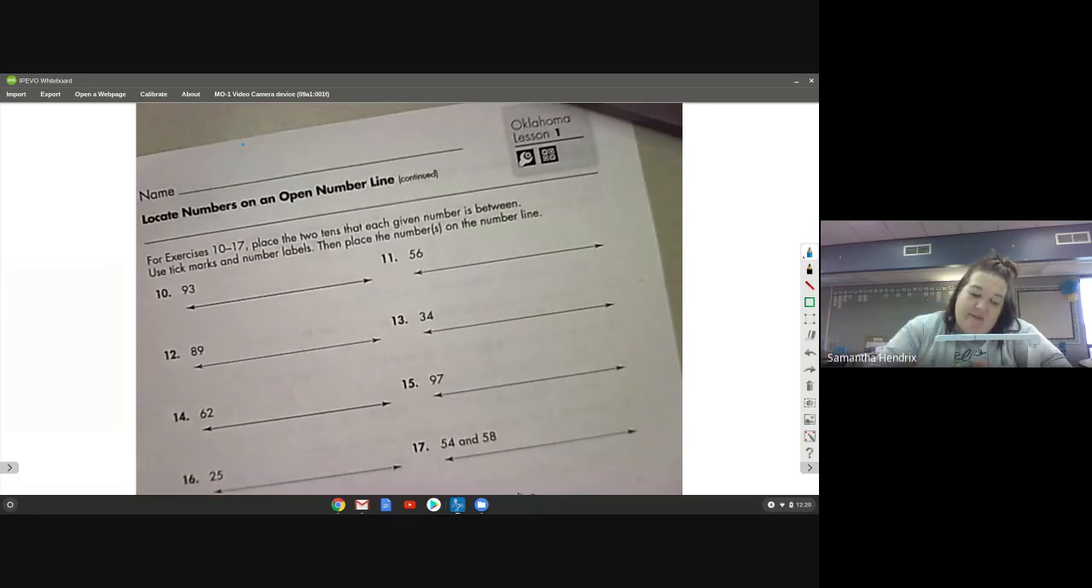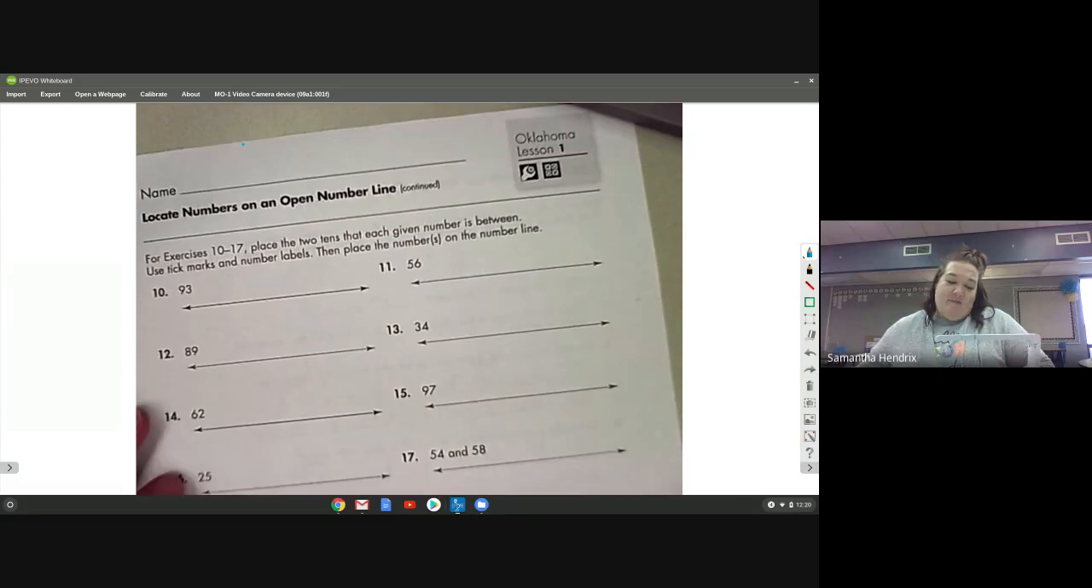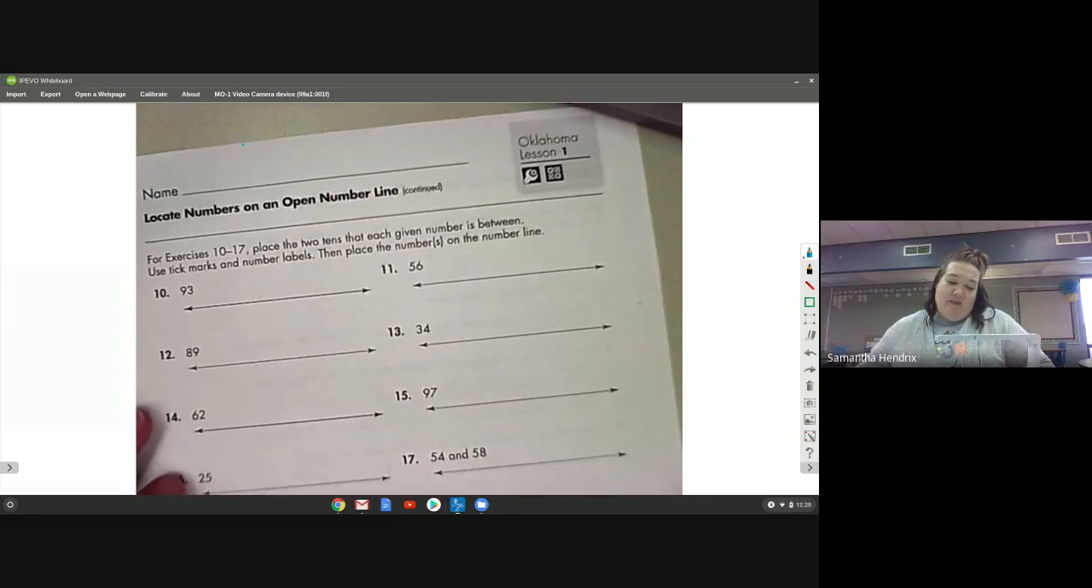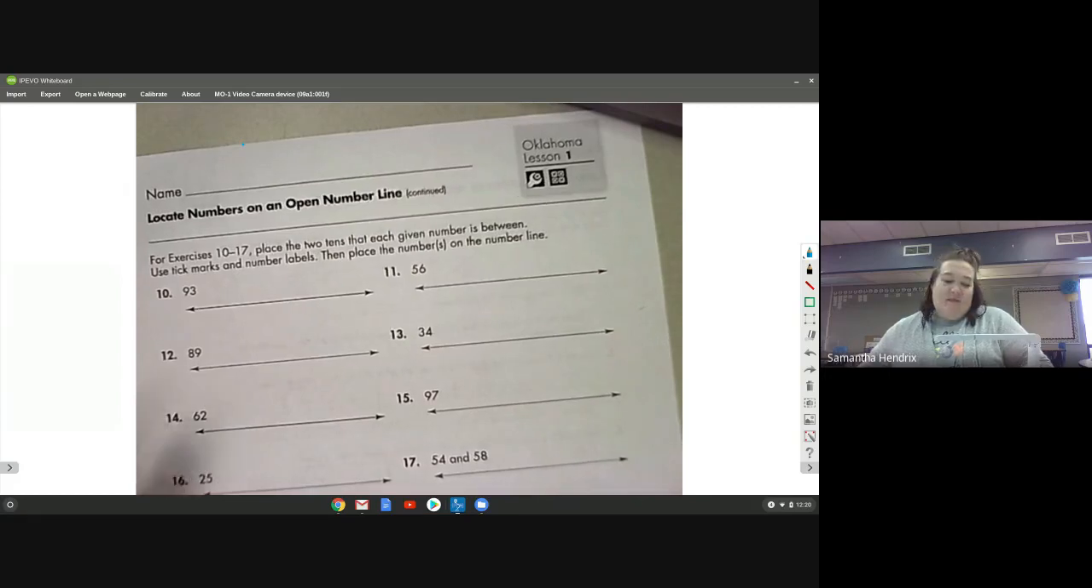For exercises 10 through 17, place the 2 10s that each number given is between. Use tick marks and labels, then place the number. Okay, so what that means, 93.